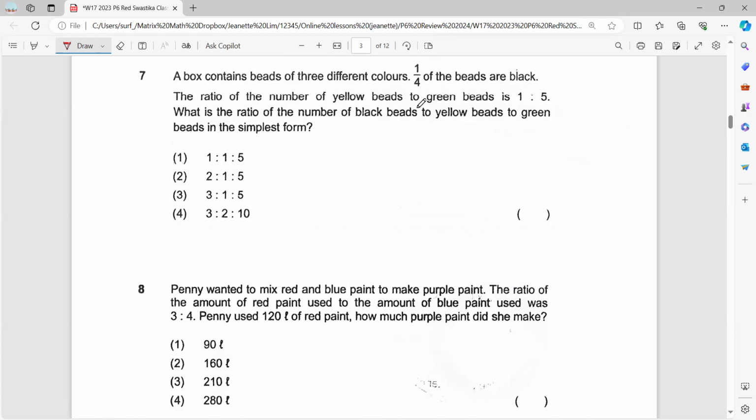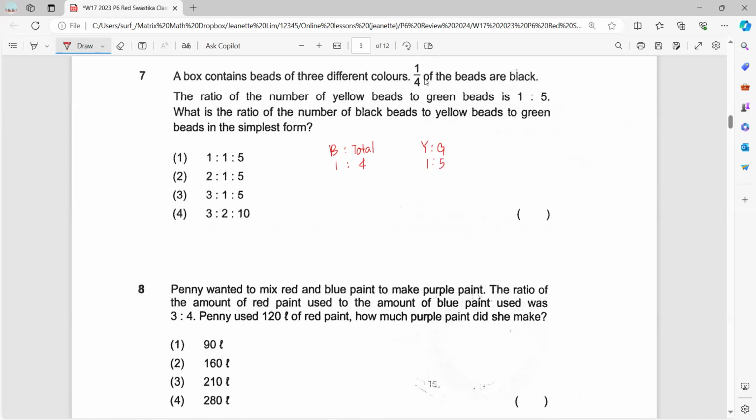Okay, let's use ratio for 1/4. If they say that 1/4 of them are black, and if we write down the ratio 1 to 4, 1 is referring to the black beads, 4 is referring to the total. Okay, so we have our first ratio, and in the second ratio, yellow to green, which is 1 to 5. This is given in the question.